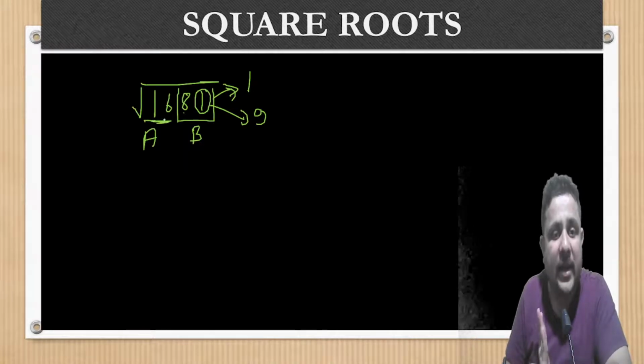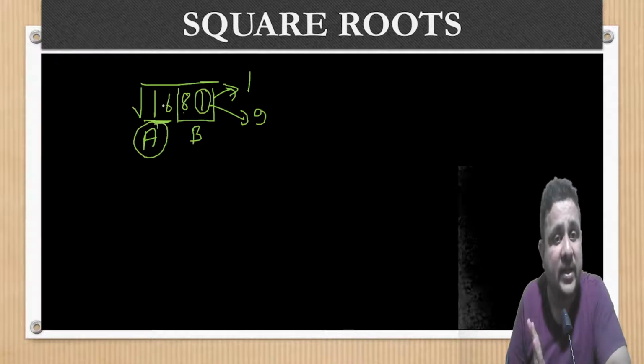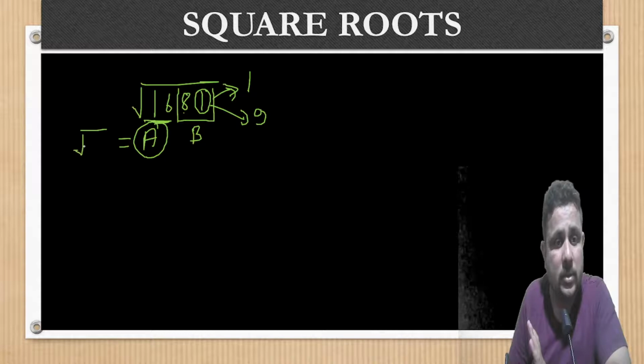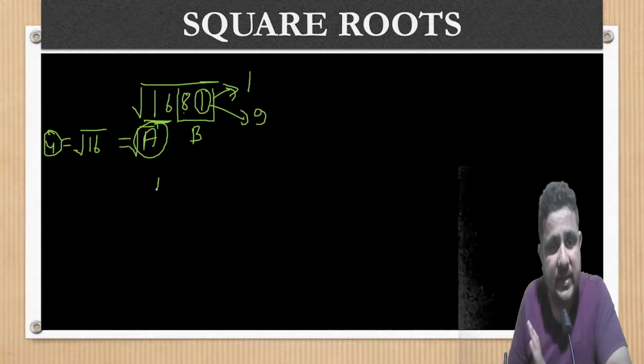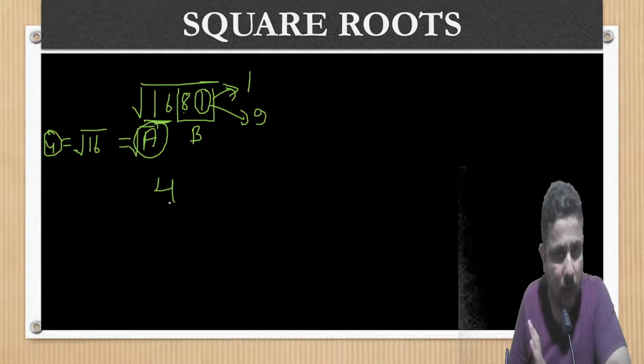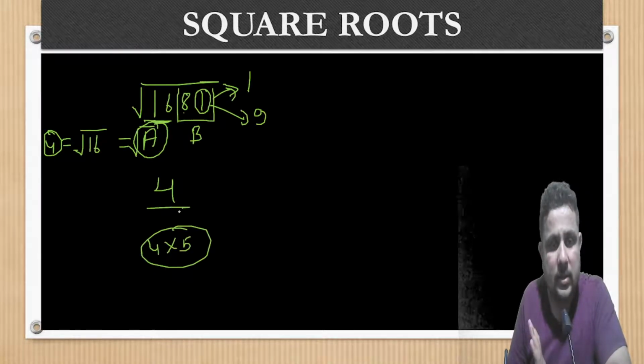16 is already a perfect square, or not? Yes. So when part A is already a perfect square of some number, just take the square root of A. The square root of 16 is 4. So here you can say your answer's first part is 4. Now 4 multiply 5, just do the unit digit confirmation. So 20.